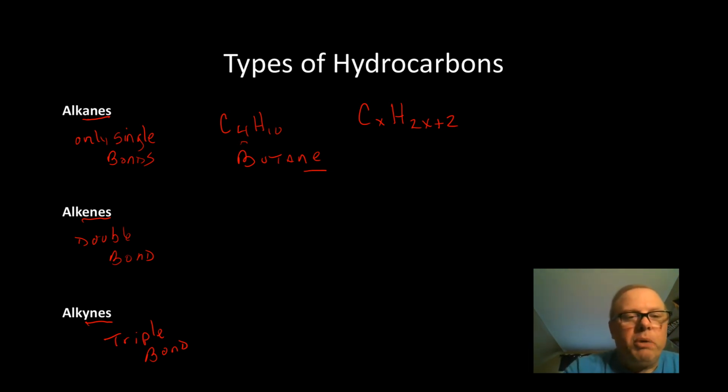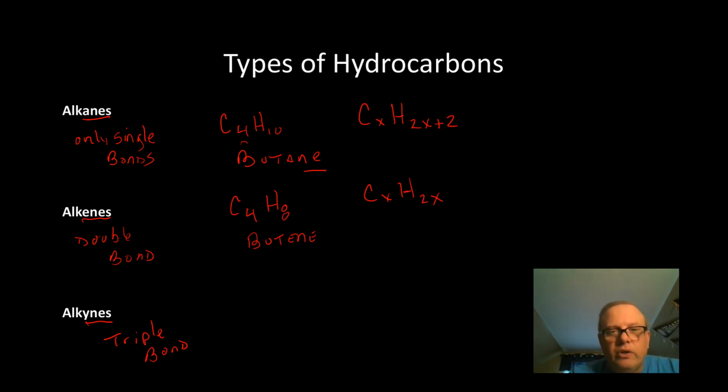Alkenes with a double bond are going to have 2 fewer hydrogens, so we'll call it C4, and this will be H8. Now, this will be some form of butene. There's a couple different kinds of butene that can exist. And it is going to be CxH2x because it has lost the 2 hydrogens, so that will be its general formula.